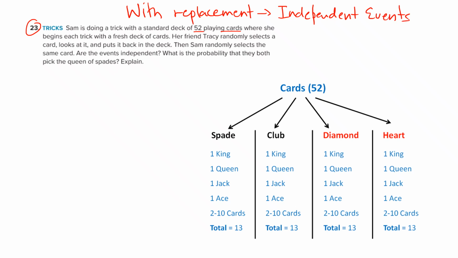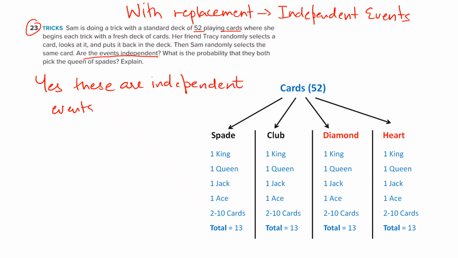Okay, now let's see what the situation is. Sam randomly selects the same card. Are the events independent? There are two different friends, one is Tracy, one is Sam. Both are choosing cards one by one, and once Tracy picks a random card, she just looks at it and puts it back. She is replacing the card. The sample space is not getting affected. It is again a total of 52 cards. So are the events independent? Definitely yes. These are independent events because the card that the first girl, Tracy, picks and the card that the second friend, Sam, is going to pick are in no way connected.